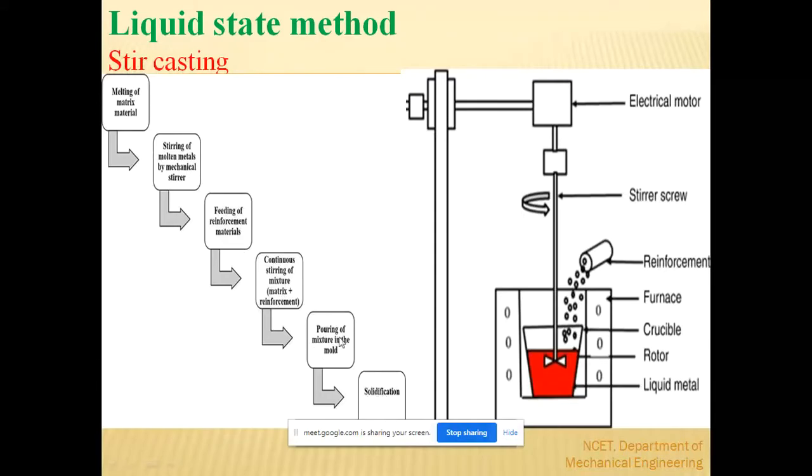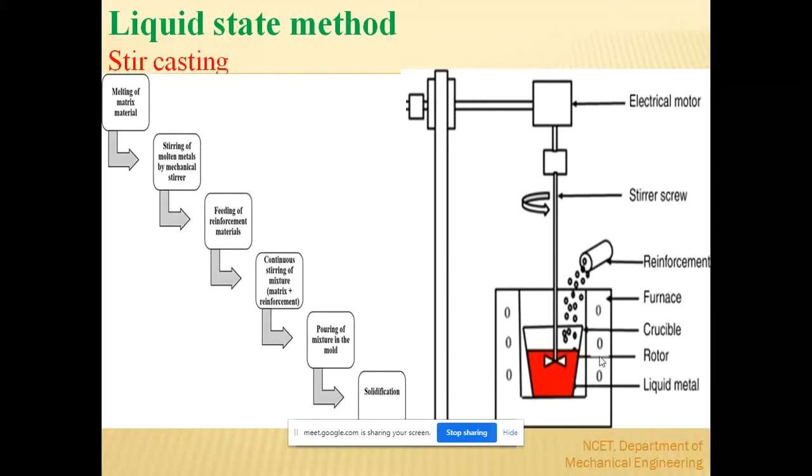Now we can see the same process here. There is an electric motor because, as I mentioned, there should be a mechanical stirrer, so there should be a motor. This is also the shaft which is completely rotating. Because of this electric motor, the shaft rotates clockwise or anti-clockwise, depending upon our application, right? Then the stirrer screw, the shaft is screwed here, and this was the reinforcement. Reinforcement, as I mentioned, may be of any material with respect to the required matrix material.